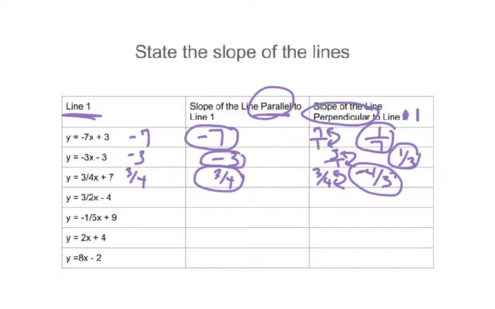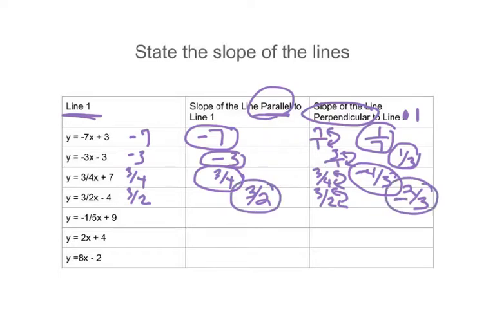So the slope of the next one is 3/2. So a parallel line would have a slope also of 3/2. Then if I take the 3/2 and I flip it over, I get 2/3. This slope is positive, so this has to be negative.